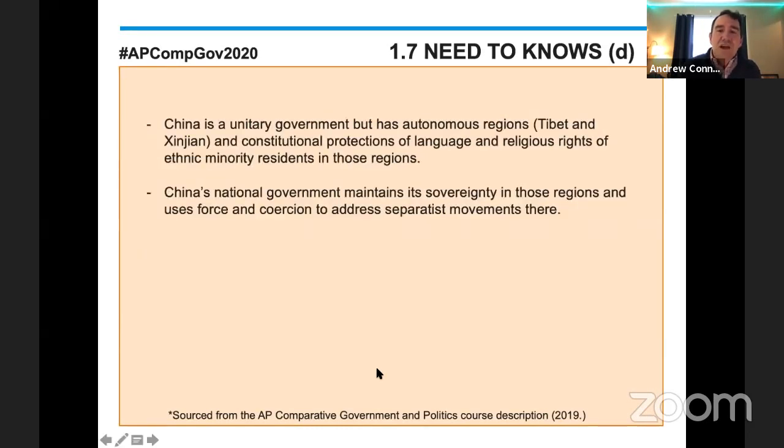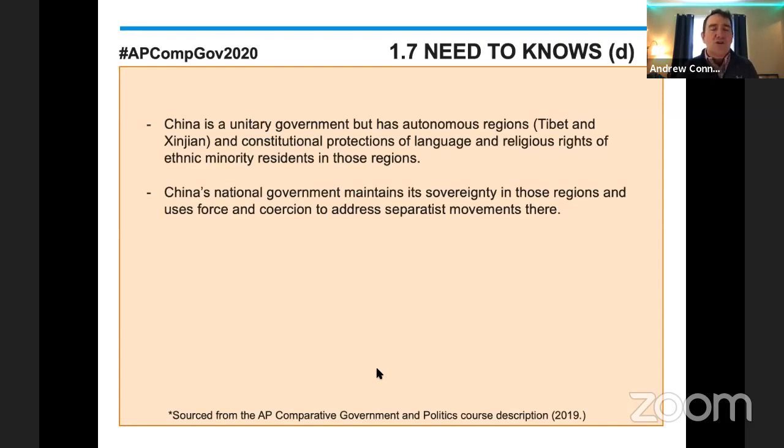Okay. With China, China is obviously our most authoritarian government of the 6 countries we look at. It is unitary, and yet on paper, China has autonomous regions. They have regions, specifically Tibet and Xinjiang, with particularly religious minorities: Tibetan Buddhists in Tibet and Muslims in Xinjiang, the Uyghurs. And there are constitutional protections in China on paper that protect language rights, property rights, and religious rights of ethnic minorities in those regions.